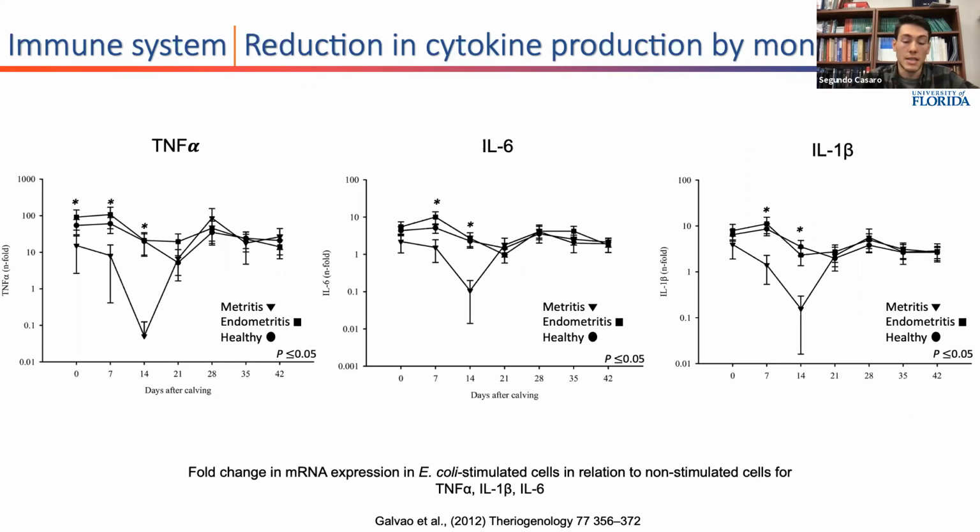But something that my advisor told me this morning that I found really interesting about this study, which I'm not showing here, is that the cytokine production of the monocytes was increased on the day of calving in cows that develop metritis, meaning that these cows already had a higher inflammatory state by the day of calving.